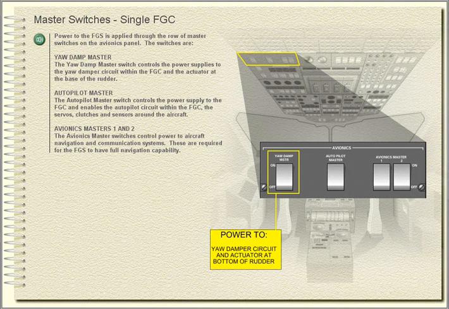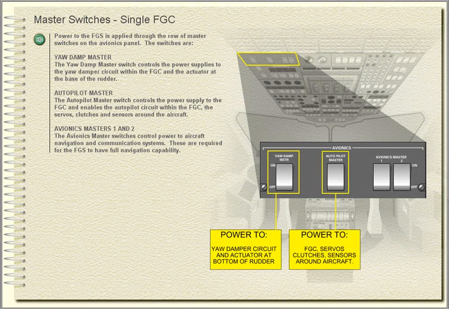Master switches, single FGC. Power to the FGS is applied through the row of master switches on the avionics panel. The switches are Yaw Damp Master. The Yaw Damp Master switch controls the power supplies to the Yaw Damper circuit within the FGC and the actuator at the base of the rudder.